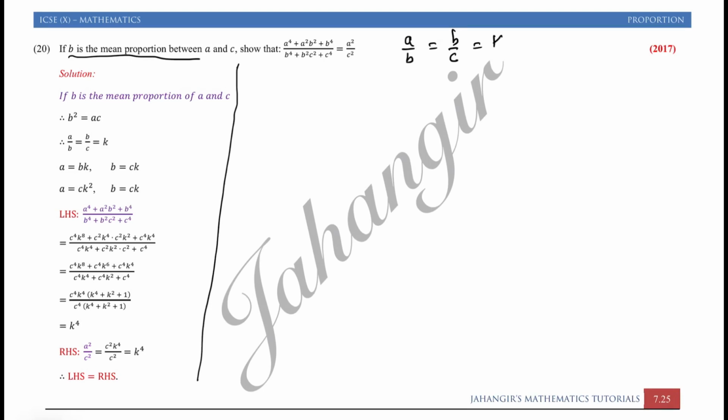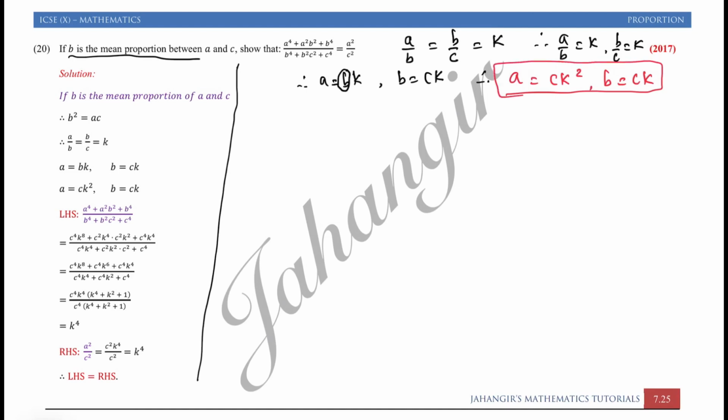So let it be k. So therefore I can write a by b is equal to k and b by c is equal to k. So therefore cross multiplying, we will get a is equal to bk and b is equal to ck. So just substitute this b value. So therefore it will become a is equal to ck square and b is equal to ck.